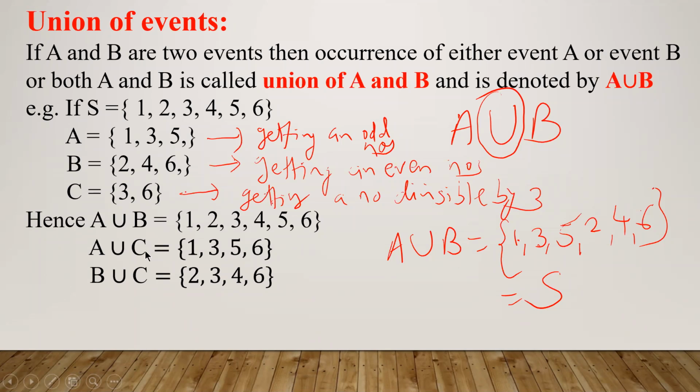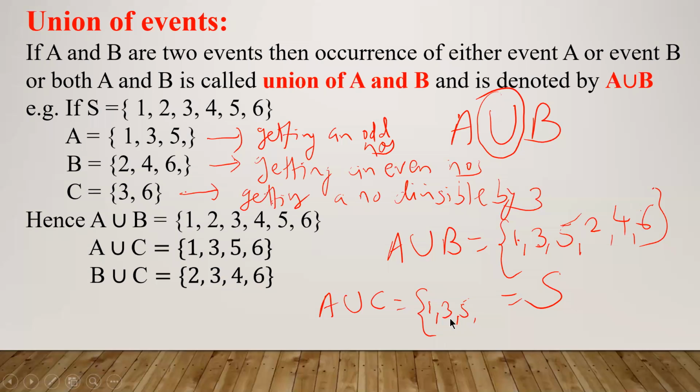What about A union C? To write A union C, what will I do? Let us first write down all the points of A. What is A? A contains 1, 3 and 5. So I'll write down 1, 3 and 5. C is 3 and 6.